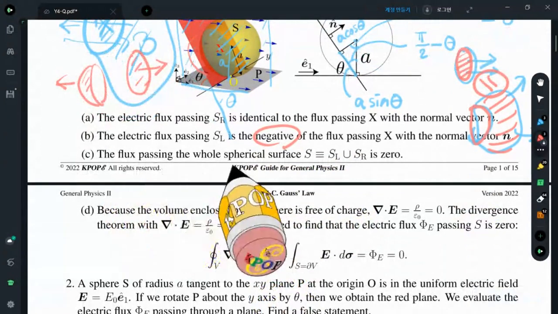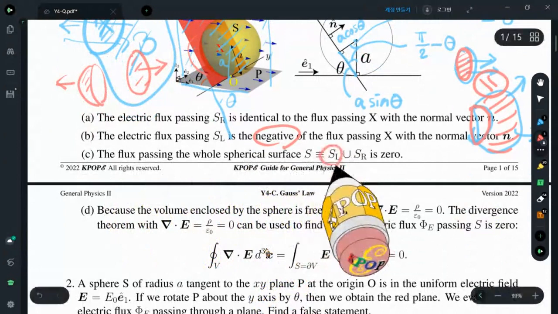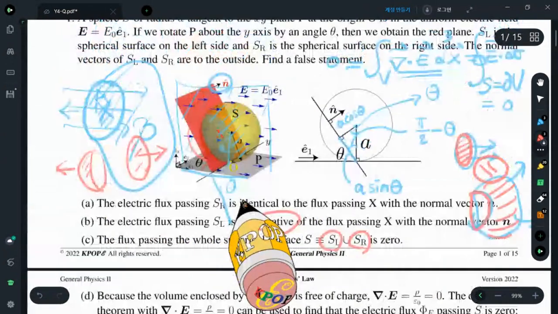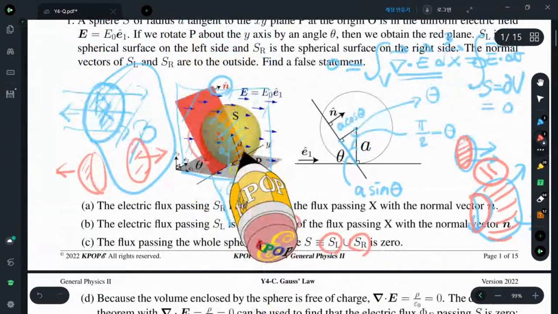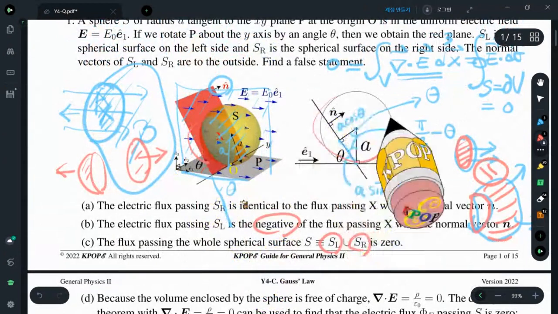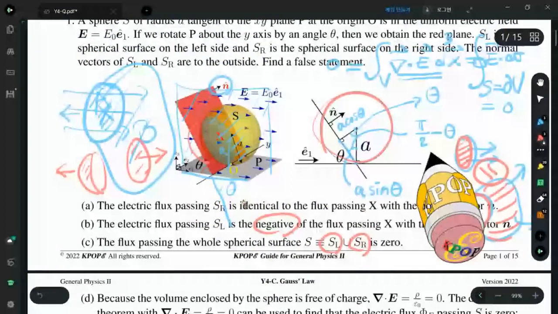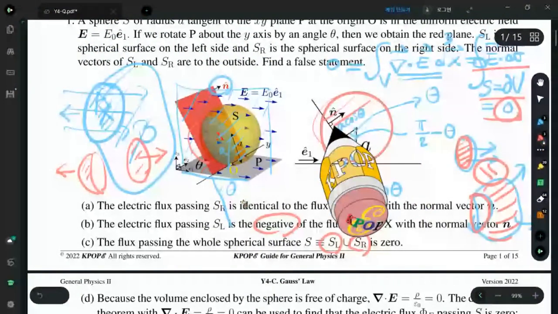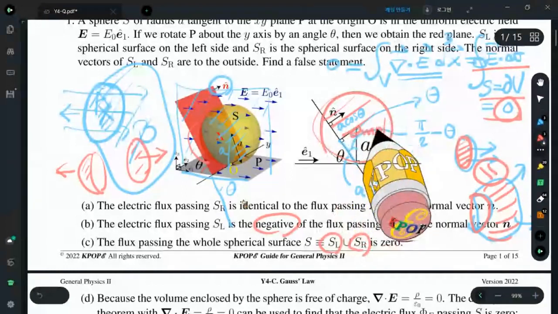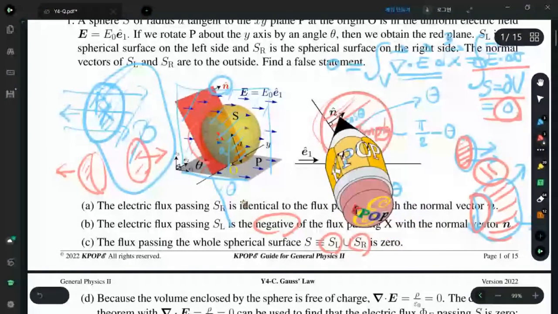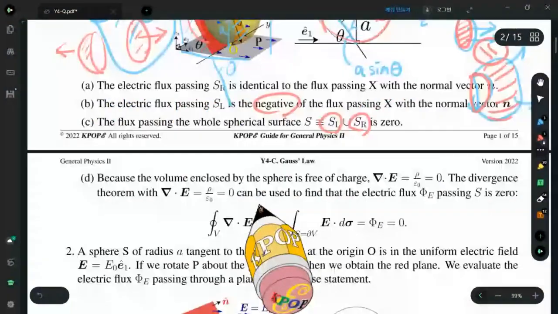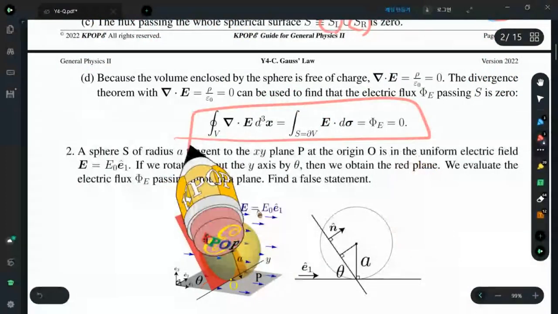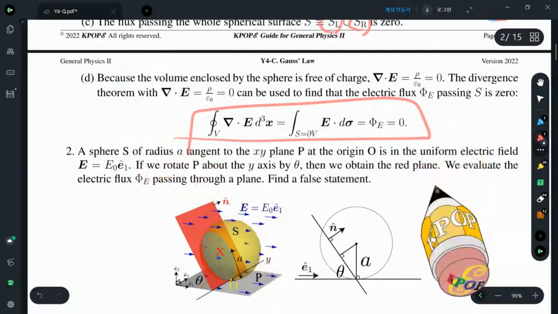Flux passing the whole spherical surface, the union of left-hand side and right-hand side. This is a closed surface. It should be zero because it is empty. No electric charge inside. This is the summary of what we have discussed until now.